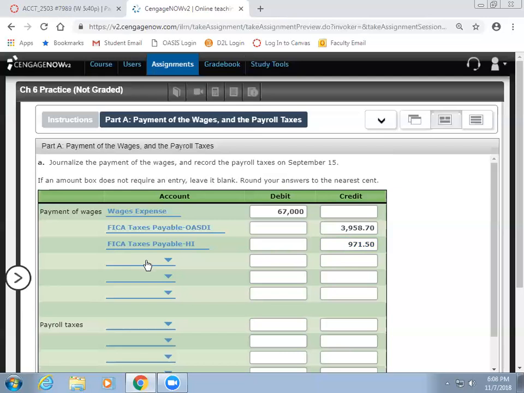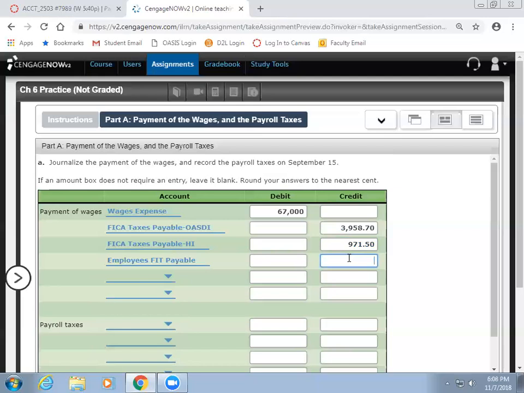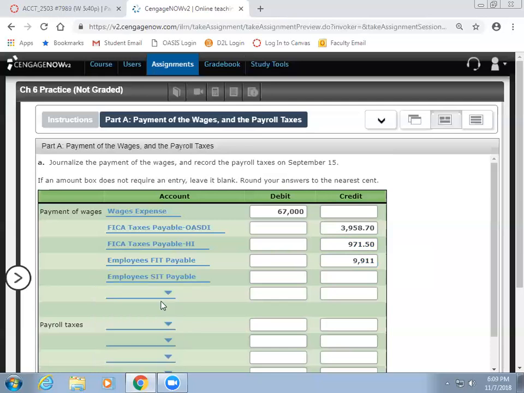Our next one is just our federal income tax payable. So we have employee federal income tax payable, and they truly just gave us that one, which is nice. It is $9,911. And then we have state income tax, so employee SIT payable, and they gave us that as $1,410. And that's the only deductions we have for the payroll itself.